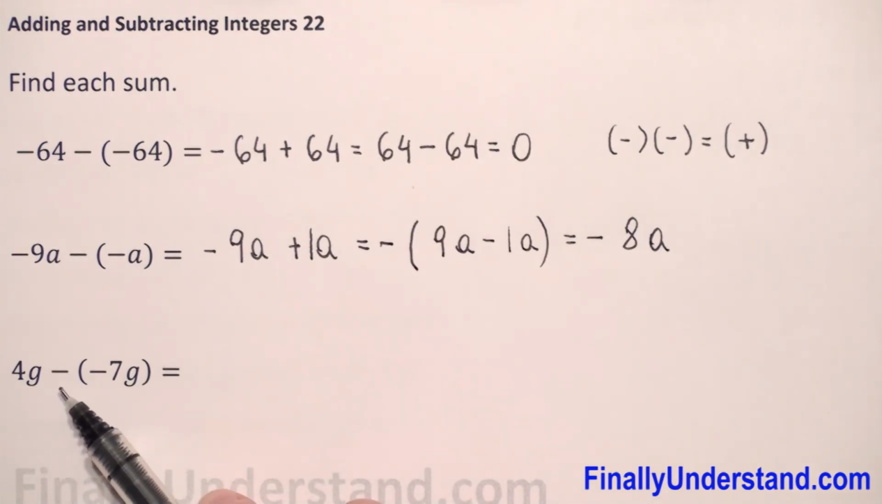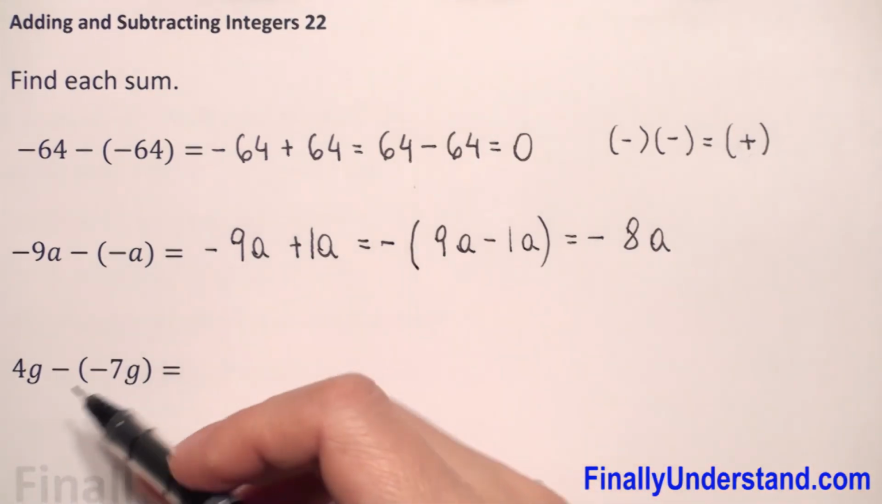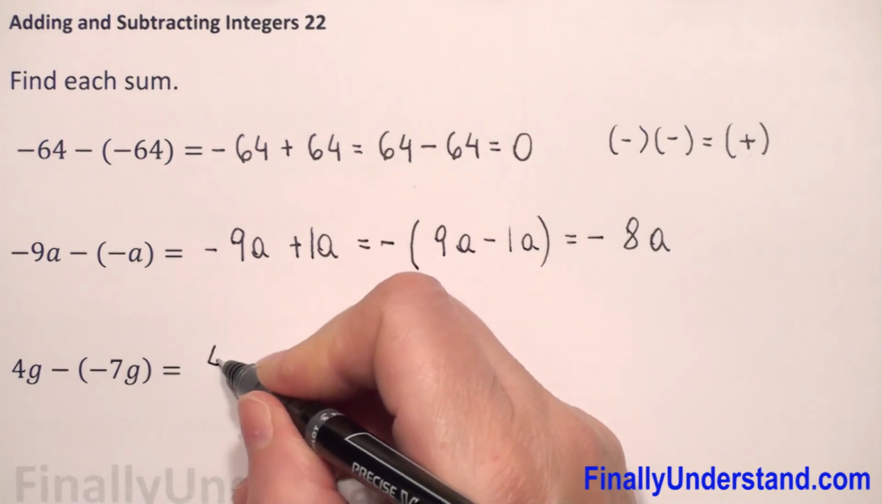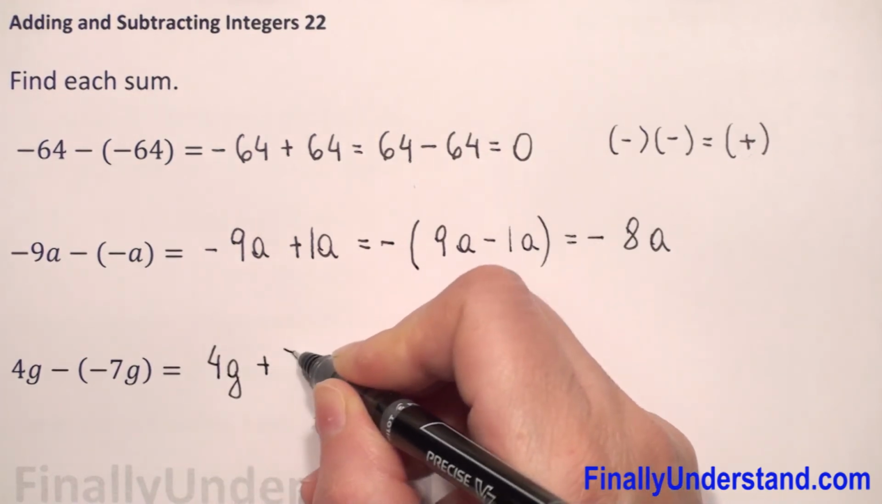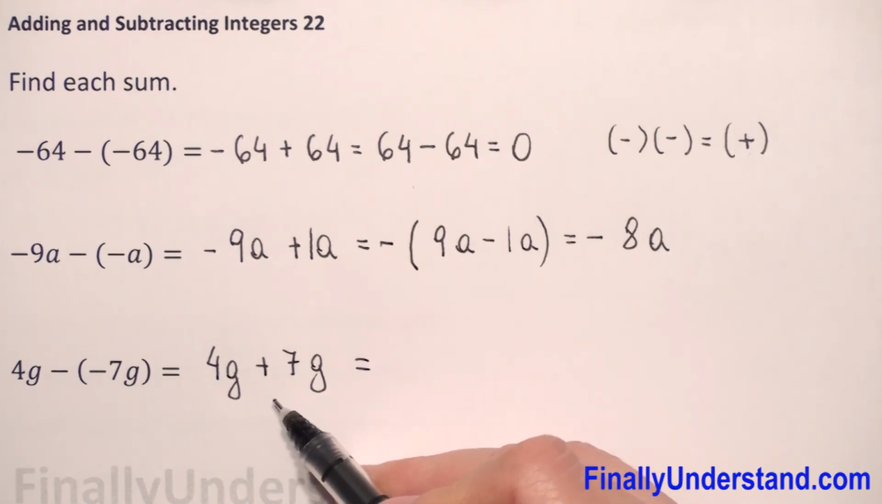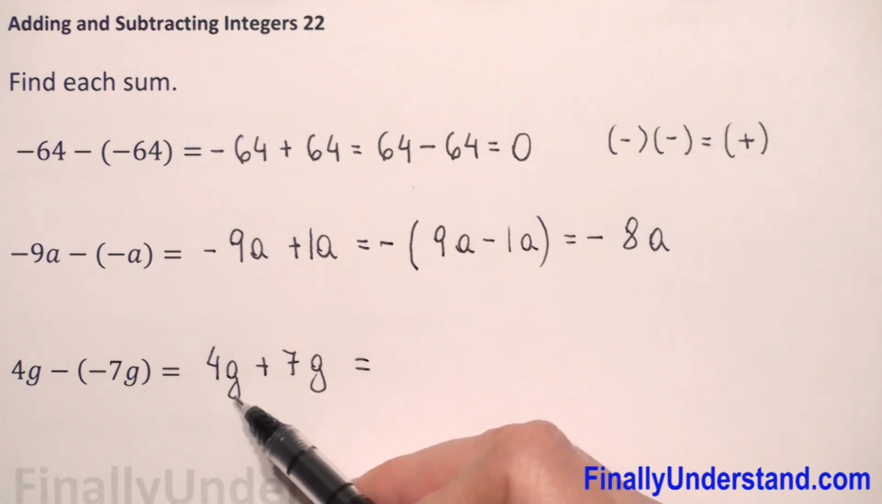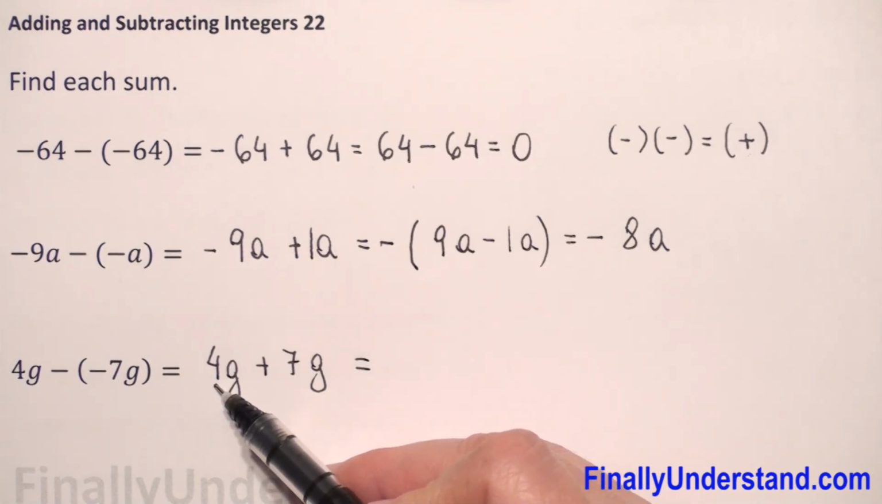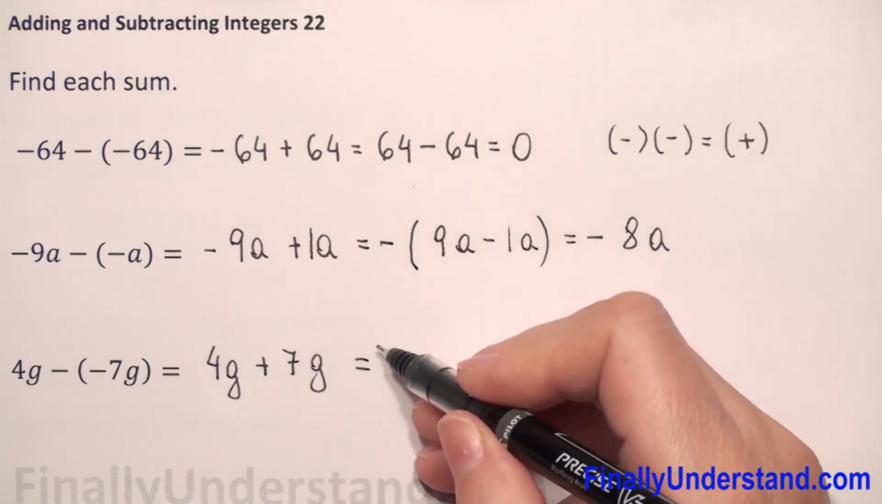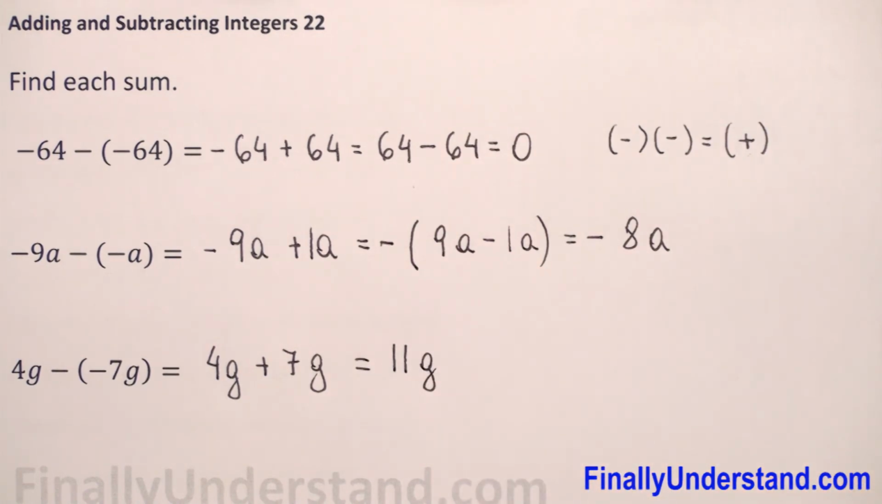The last example, again, negative and negative. Two negative signs always give me positive. So we can rewrite this as 4g plus 7g. And we have addition of two expressions with the same variable, g and g. So how do we do this? We just add the numbers before the variable. 4 plus 7 is 11. And we rewrite g. This is my solution.